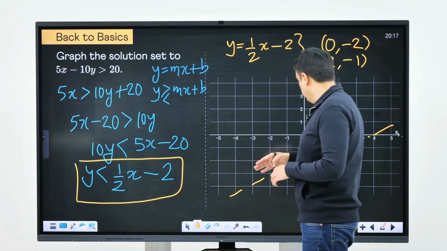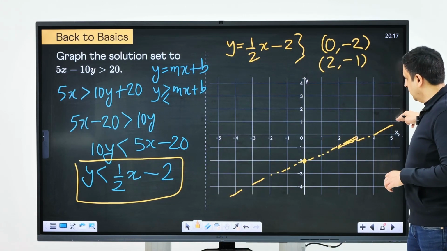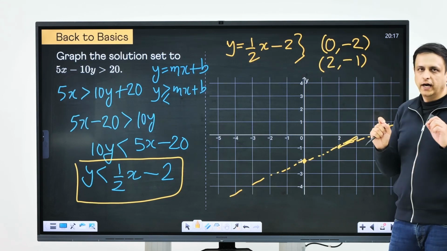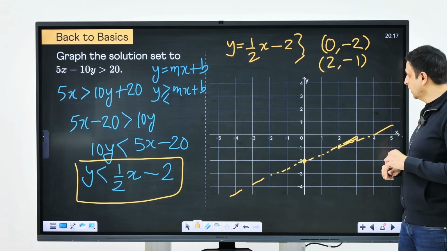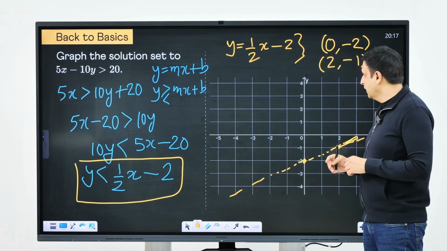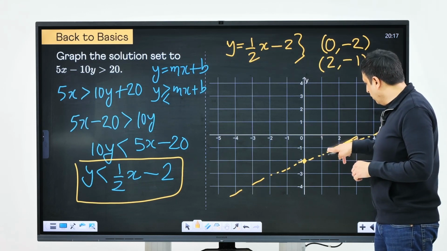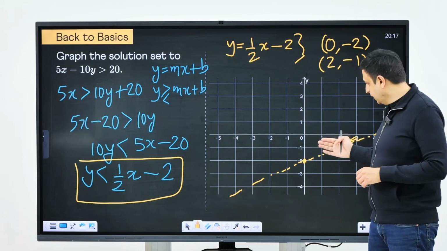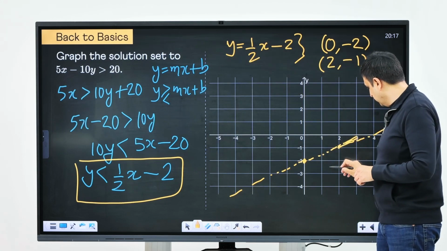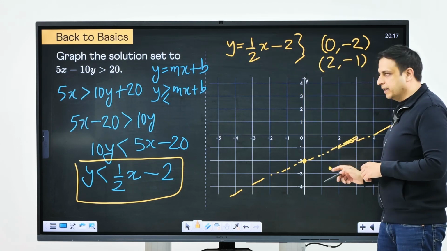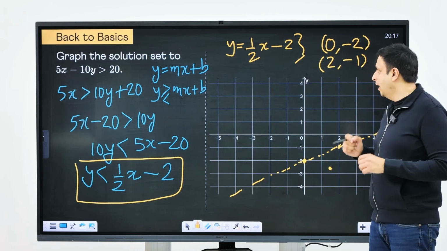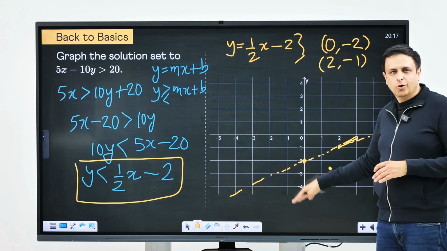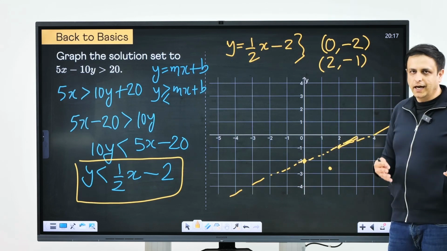So this is our straight line, and what we really have to plot though is y less than half x minus 2. So while this line is the plot of y equal to half x minus 2, we want y less than half x minus 2. So that simply means that if you take any point on this line, the y coordinate will be equal to half x minus 2. But if you take any point below this line, so if you take this point over here, for this point the y coordinate will be less than half x minus 2. And that will be true for all points that lie below this line. So that's the key idea here.